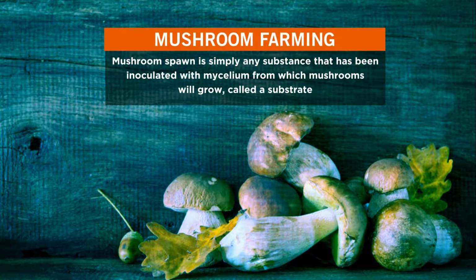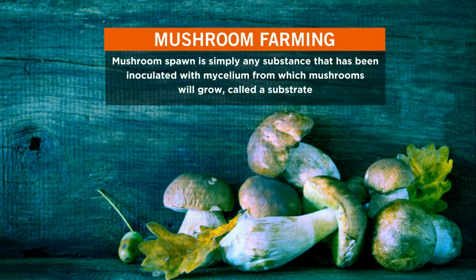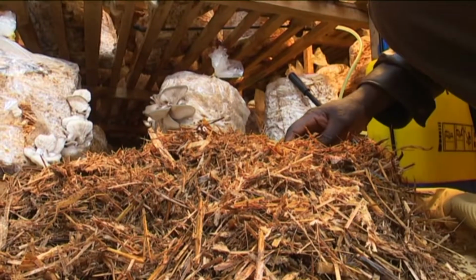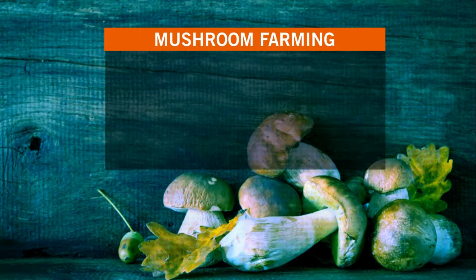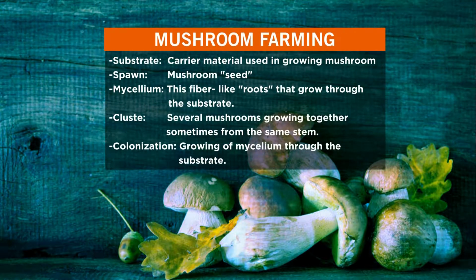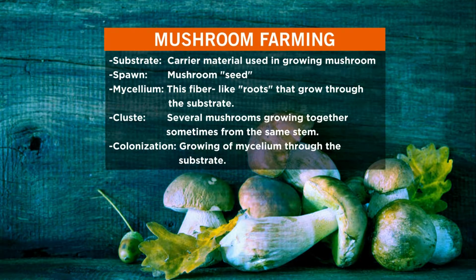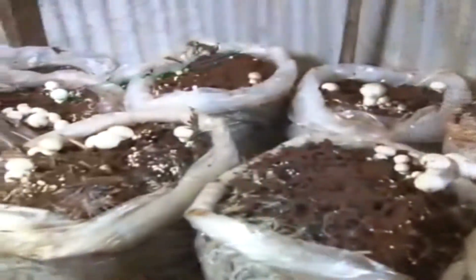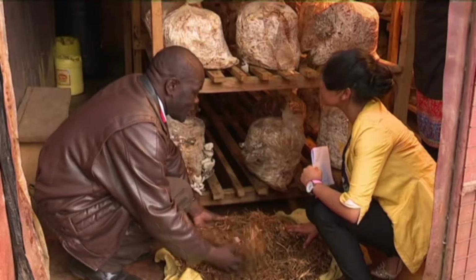Mushroom spawn is simply any substance that has been inoculated with the mycelium from which mushrooms will grow, called a substrate. A substrate is the carrier material used in growing mushrooms, while spawn refers to the mushroom seed itself. Mycelium is the fiber, quite similar to the roots, that grows through the substrate. Cluster refers to several mushrooms growing together, sometimes from the same stem, and colonization refers to the growth of mycelium through the substrate.